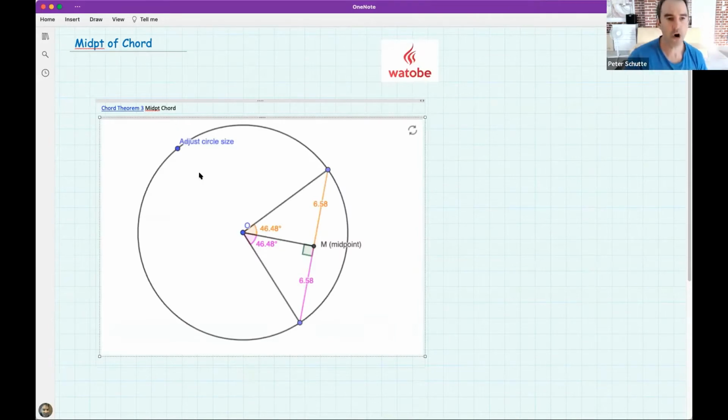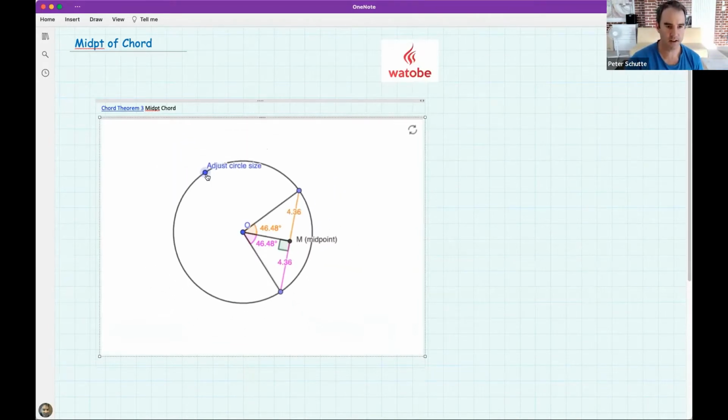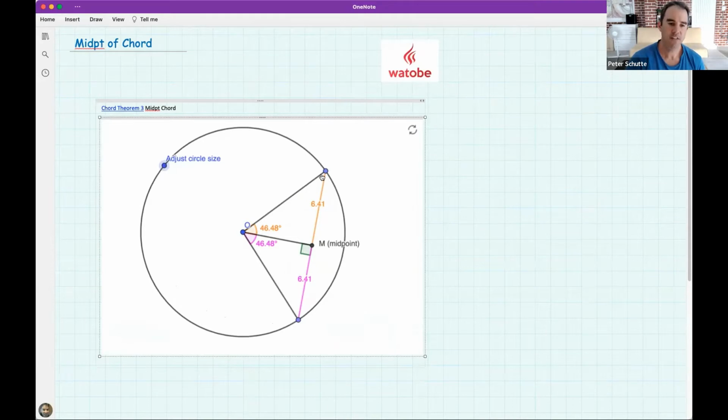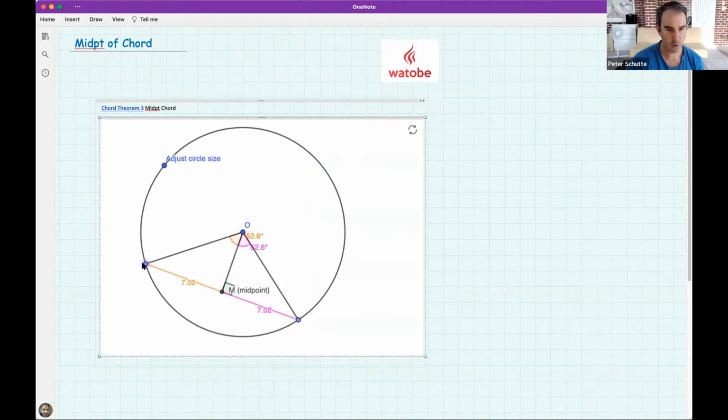Okay, first of all, who are the characters in the story? Well, I can make the circle bigger or smaller. That's not very exciting. Over here, we have a center of the circle, and the line is going to the midpoint. And what we notice is that if we fix the line from the center to be perpendicular, it's always going to hit the midpoint of the chord. If I go the whole way around, notice how at the moment the chord is split into two pieces, 7.02, and it's at a right angle.